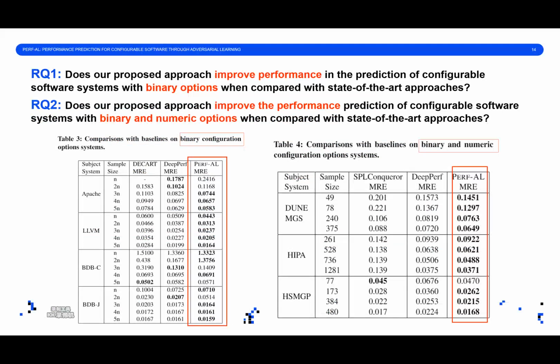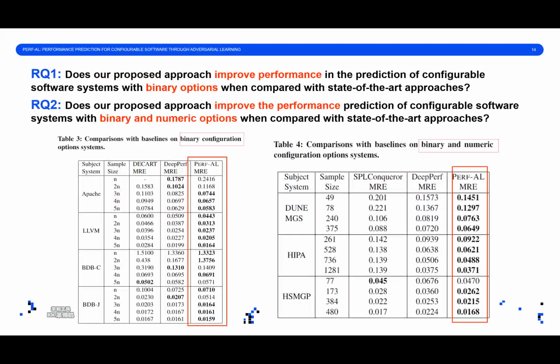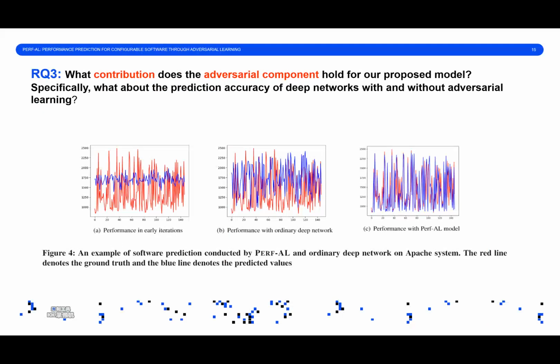Okay, let me show my experiment results. In table 3 we show the binary configuration, and table 4 shows the binary and numerical configuration options. We can find that compared with the DeepPerf method and the DECART method, our proposed method has the best performance in both binary and numerical configuration options. So we answer question 1 and question 2.